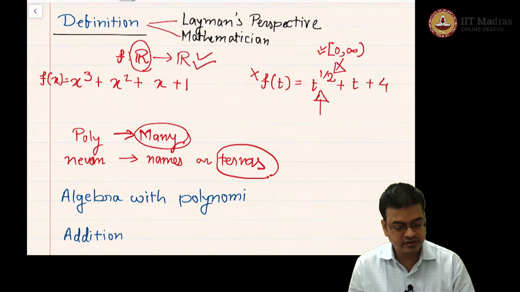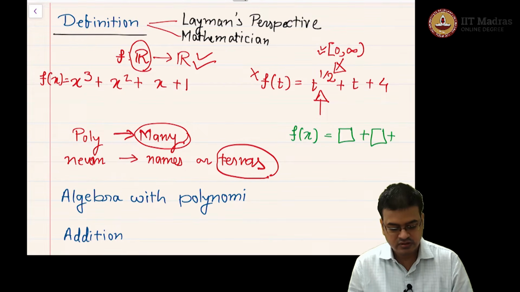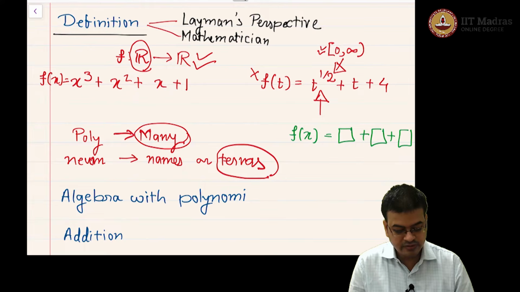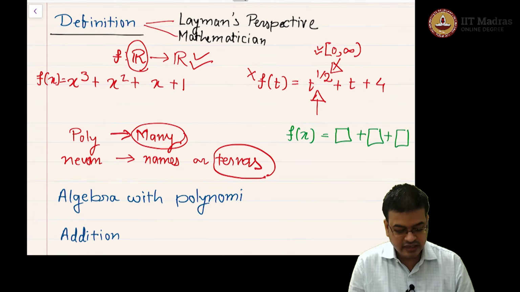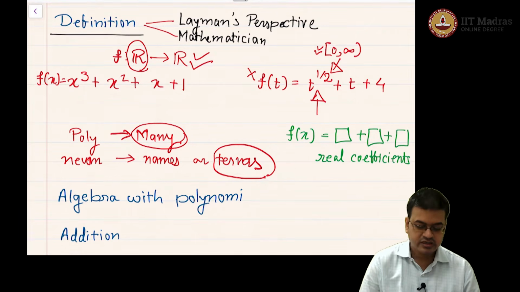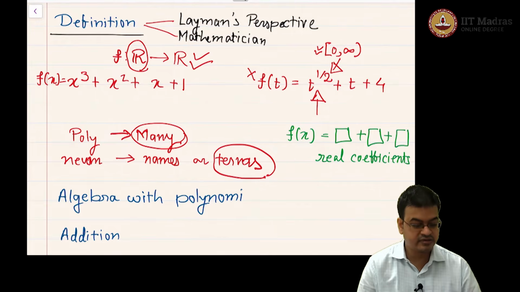Let me rewrite it. f of x, a function, should comprise many terms. Many also includes 1. And what are the forms of these terms? The terms should have real coefficients. I assume that you are clear with the notion of a polynomial, so I am just briefly summarizing. All the coefficients should be real, otherwise we cannot deal with functions from R to R.